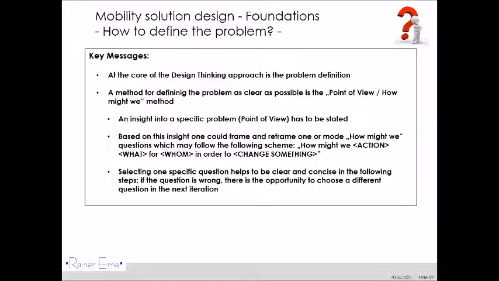So basic messages or key messages are the problem definition is at the core of the design thinking approach, and it guides everything you do afterwards. The research of the stakeholders, the ideation of solution, and finally also the selection and prototyping of one solution. And I showed you one possible method is the point of view or the "how might we" method. Collect different points of view and transform them into a "how might we" question, which has the format how might we do something for certain stakeholders in order to bring about some changes which ideally you define as precisely as possible. Thank you very much.